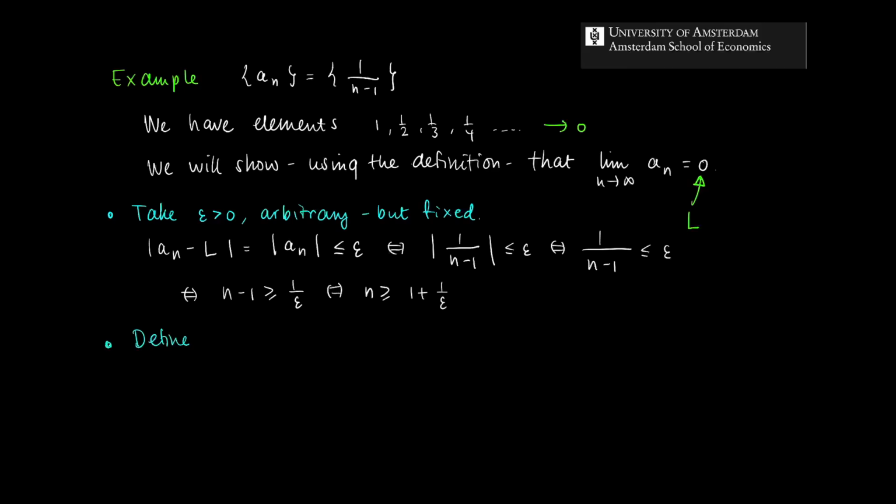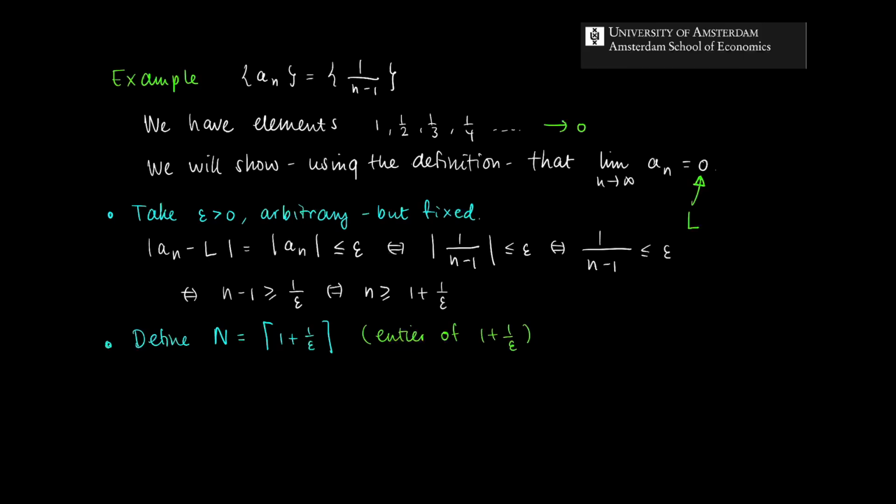So let's define the capital N. We have an index which is the entier of 1 plus 1 over epsilon. That's just the rounded off. We round off this number 1 plus 1 over epsilon to the smallest natural number larger than this real number, and that's our index, our capital index N. So this is called the entier of 1 plus 1 over epsilon.